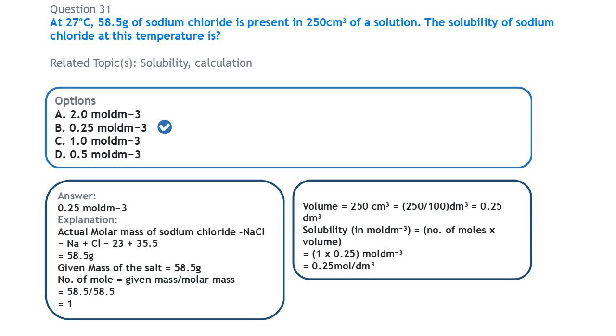Okay. Next, we look at the volume of the solvent in which that sodium chloride is dissolved, and here, from the question, it is given as 250 cm cube. We will convert this to dm cube by dividing by 1000, and that will give us 0.25 dm cube. Okay, the solubility in mole per dm cube will then be equal to the number of moles over the volume in dm cube. So this will be equal to 1 over the volume in dm cube, which is 0.25. So this is equal to 0.25 moles per dm cube.